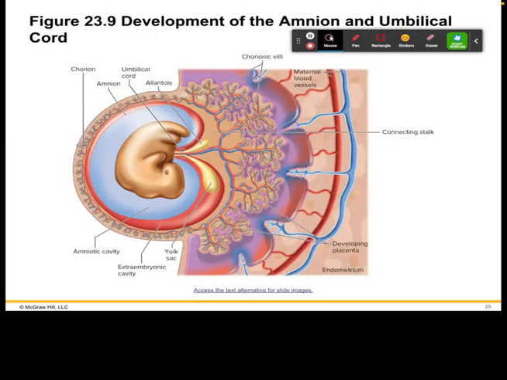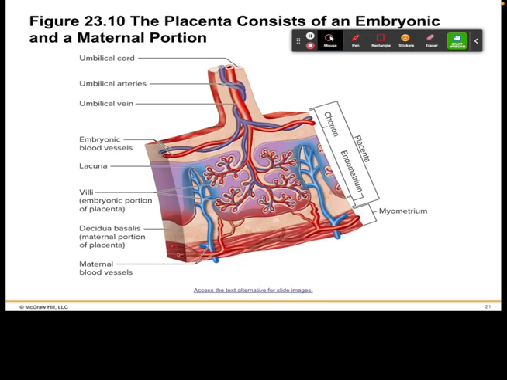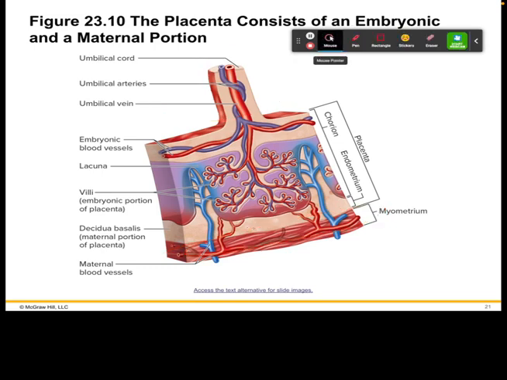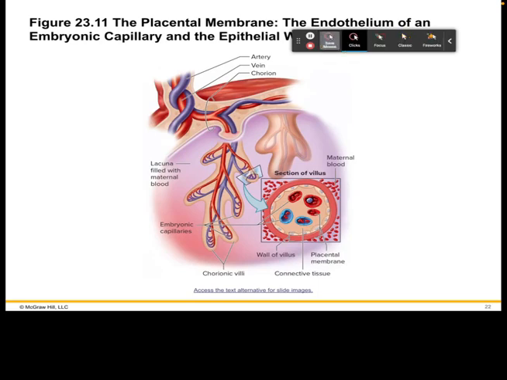Here's a little bit later stage. And you can see how all these tissues continue to grow. In this image, you can see the placenta and how it separates between the umbilical cord of the developing fetus and the mother's myometrium. And lastly, here we can see the endothelium of what's going inside the embryonic capillaries.